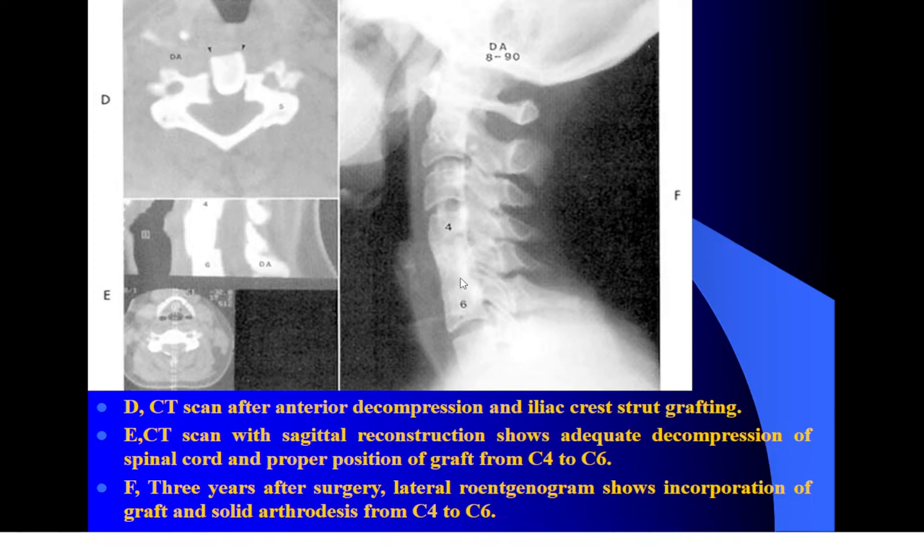So once again, fusion was achieved: a grafting procedure, fusion between C4, C5, C6 was achieved, and the surgical procedure of spondylodesis with outer grafting was done. The shape of the canal was completely restored.